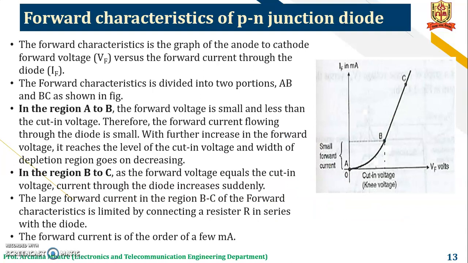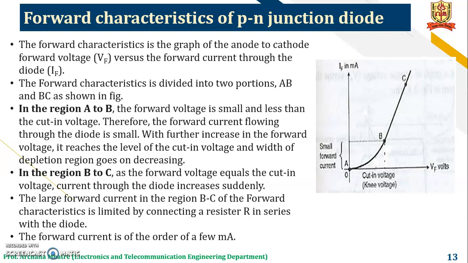First, forward characteristic of PN junction diode. The forward characteristic is the graph of anode to cathode forward voltage versus the forward current through the diode. The forward characteristic is divided into two portions, AB and BC, as shown in figure. In the region A to B, the forward voltage is small and less than the cut-in voltage. Therefore, the forward current flowing through the diode is small.